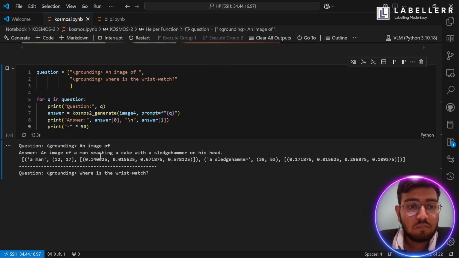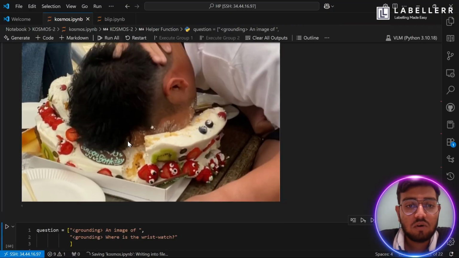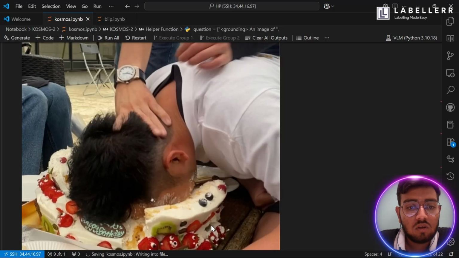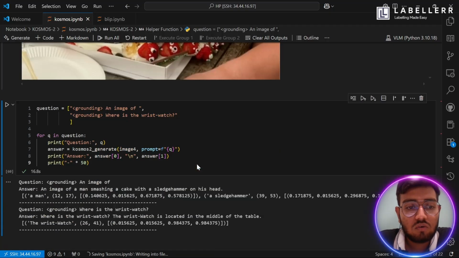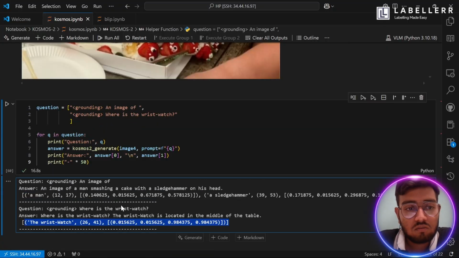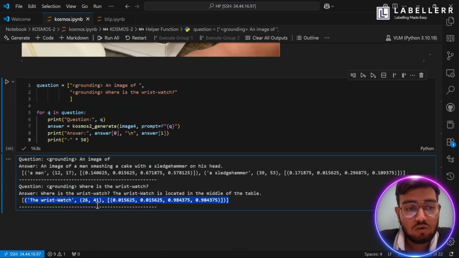An image of a man smashing a cake with a sledgehammer on his head. I don't understand where it's saying a sledgehammer. I think the model is understanding this hand as a sledgehammer, so it's wrong here. Where is the wristwatch? The wristwatch is located in the middle of the table. The description is quite wrong here, but the location it provides is around this part, so it must be this wristwatch, but it's not providing us with the right description.